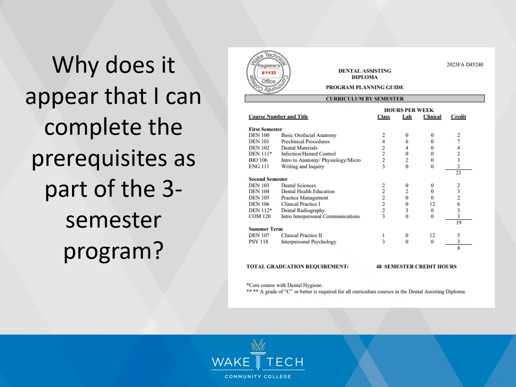Why does it appear that I can complete the prerequisites or general courses as part of the 3-semester program? The PPG, or the Program Planning Guide that you see on our website, simply displays the courses that are required to be able to earn the diploma. What it doesn't take into consideration is the admissions process and how we use points to select students for the program. So any course that is non-DEN, DEN, can be taken prior, and we use those points and the grades for those courses to determine who gets selected for the 32 seats.